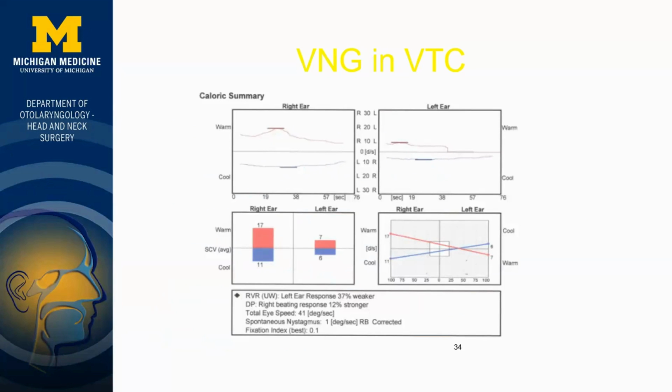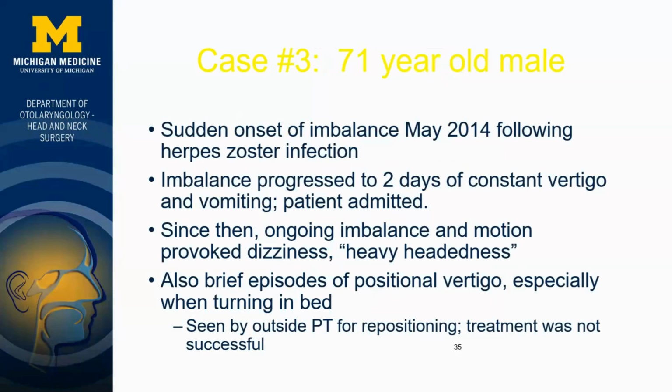These are our caloric responses. So we again finally have that nice big pod up and back down, pod up and back down on both sides. And we have a 37% weakness, which tells us that something has happened to the left ear, that there is that reduced response. And we've also corrected for the spontaneous nystagmus to keep that directional preponderance down low at 12%.